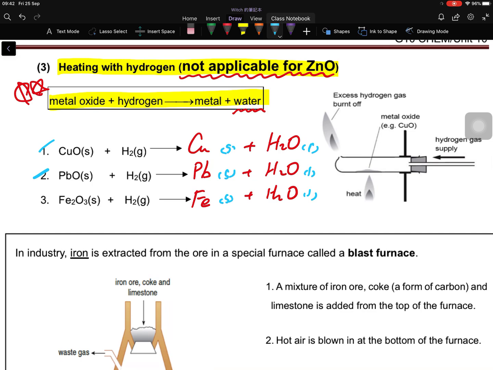And for the third one, this time each hydrogen can take away 1 oxygen. Now here we have 3 oxygen. That means we need 3 hydrogen gas, right? Then we need 3 here because 3 water molecules are formed, and don't forget to add 2 here to balance the number of iron.